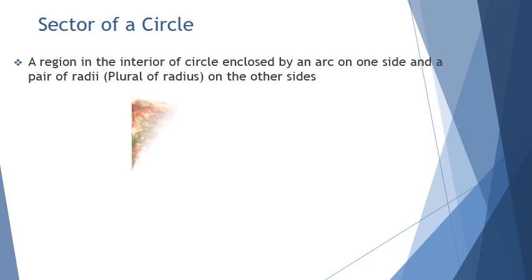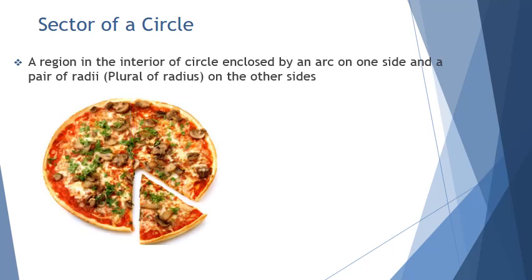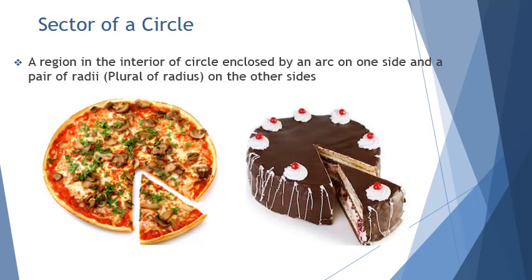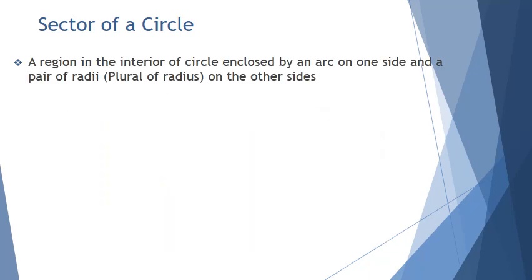Sector of the circle. Let us look at this example. When we have a pizza, you cut it in this way. Even when you are cutting a cake or pastry, you get it in this form. The region in the interior of the circle, enclosed by an arc on one side and a pair of radii on the other side, is called a sector of the circle.